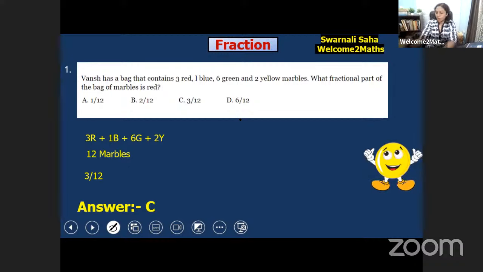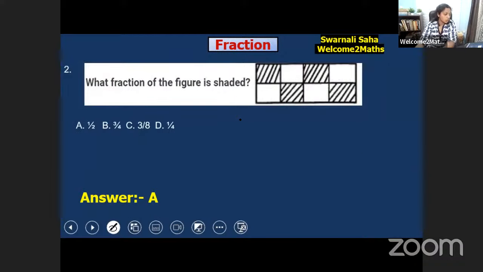Okay, so let's move on. Let's solve the next question. Question number 2. We have to find out what fraction of the figure is shaded. 6 by 12, very good. Now let's move on. Let's solve the next question. What fraction of the figure is shaded? You can see here is a figure and you have to find out the fraction of the shaded part. Okay. So try to solve this. Then I will show you which would be the answer.